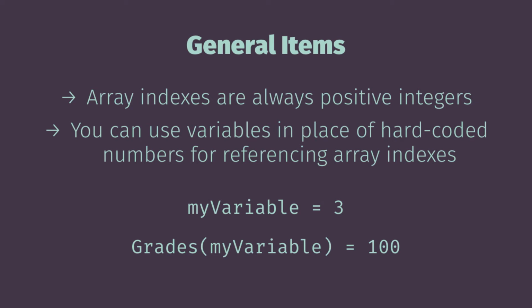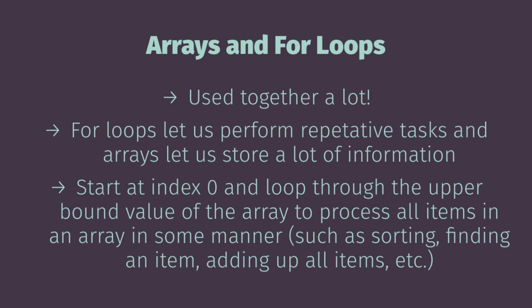And this is really interesting because if we can use variables to represent array indexes, and we know that array indexes are whole numbers, that means we have a way to work through all items in a list. And we do that using arrays and for loops. They are used together a lot. For loops let us perform repetitive tasks, and arrays let us store a lot of information. The repetitive task that we may first want to perform is, hey, print out all of the items in this list. So for every item in this list, print it out.